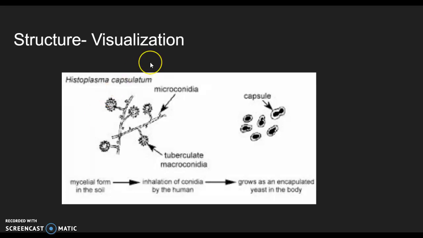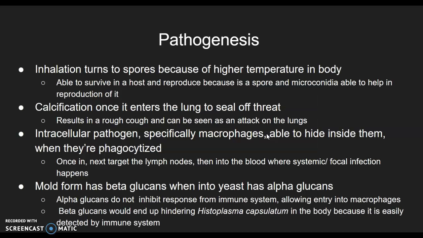And this is the process of Histoplasma capsulatum. As you can see here, it starts off as mycelium. It's eventually inhaled. Here are the microconidia, helping asexual reproduction. It's inhaled and turns into yeast in the body.